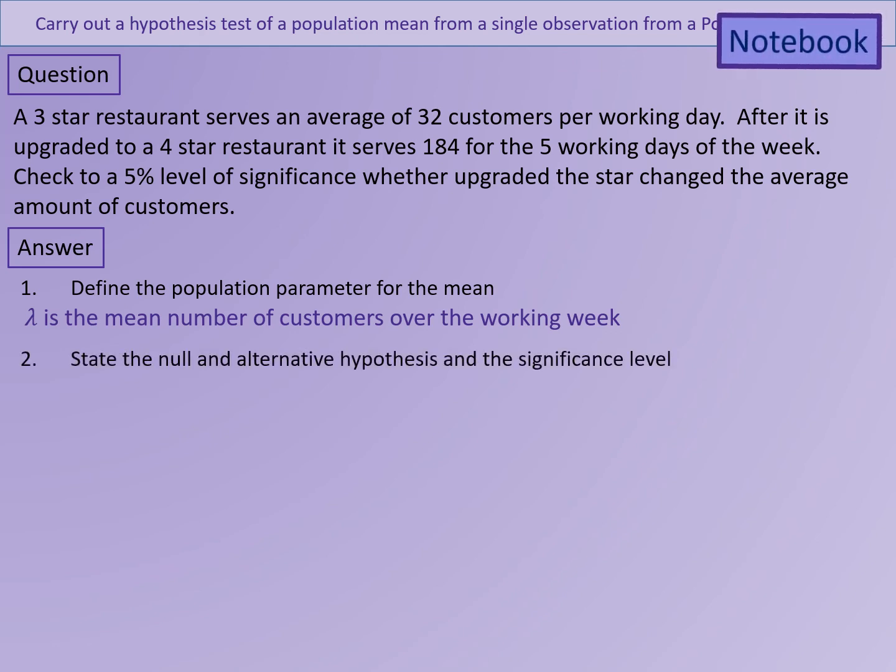We're now going to state the null and alternative hypothesis and the significance level. So the null hypothesis, if the average number of customers was 32 customers in a day and we are considering 5 days, we need to multiply 32 by 5 to give us H0 is that lambda is 160. That's 32 times 5. The alternative hypothesis is that lambda is not equal to 160, but at this stage we are not saying it will be higher or lower. We're going to use a 5% significance level, 0.05.